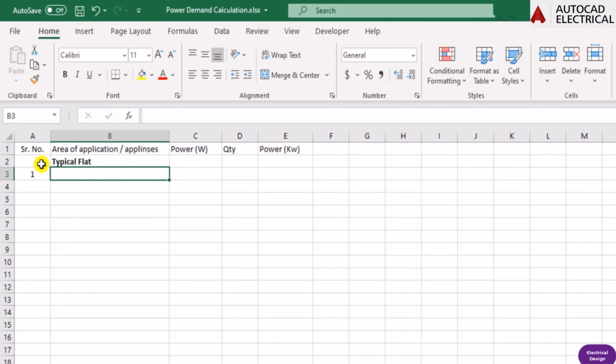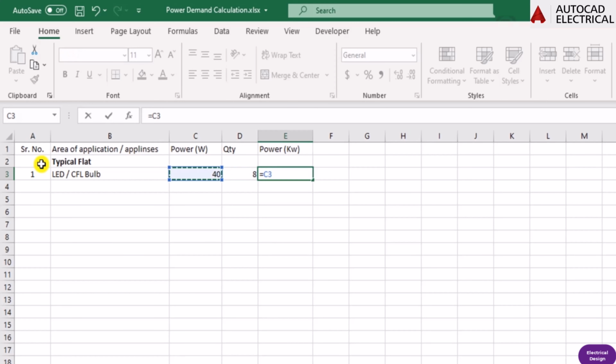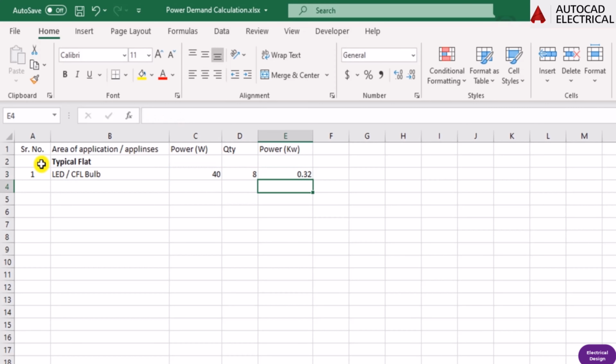Serial number 1 is the LED or CFL bulb. For the LED or CFL bulb, the actual power required is 40 watts. Suppose in one typical flat there are 8 CFL bulbs, so the total power is power in watts multiplied by quantity, divided by 1000, because 1 kilowatt is equal to 1000 watts. That's why I need to divide by 1000. So the answer comes to 0.32 kilowatts.